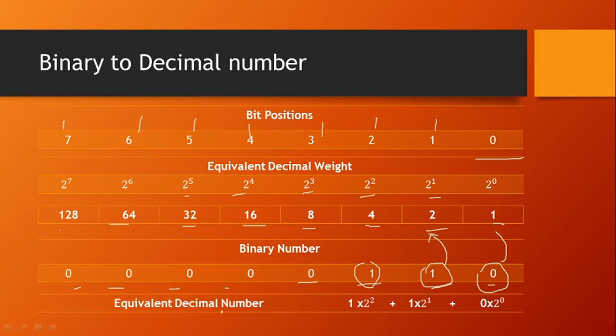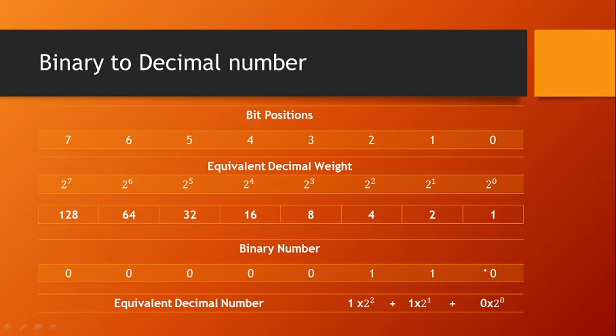So we can check the equivalent decimal number for 110. Here, 0 into 2 to the power 0, plus 1 into 2 to the power 1, or we can say 1 into 2, plus 1 into 2 to the power 2, plus 0 into 2 to the power 3, 0 into 2 to the power 4, all of which are multiplied by 0. So indirectly we can say that their overall contribution is 0. Only the bits whose value is 1 will we consider.